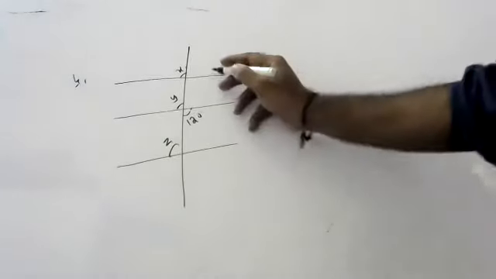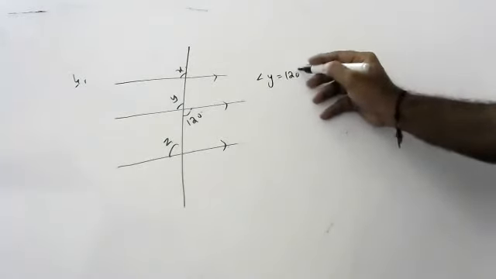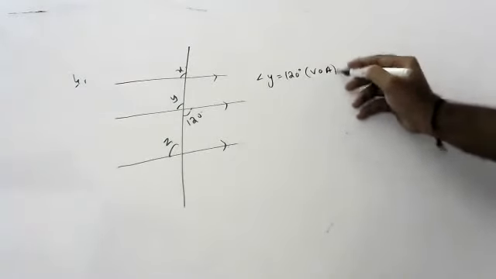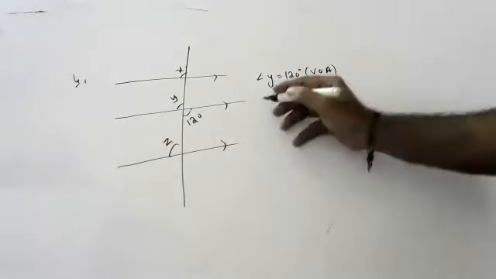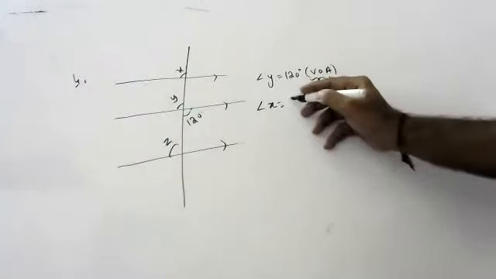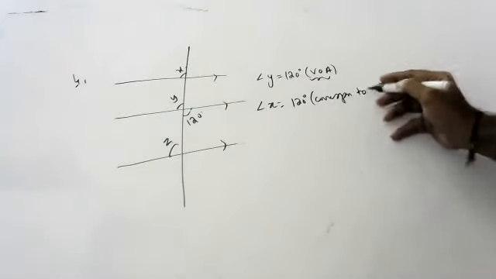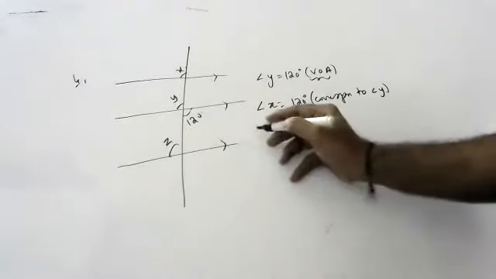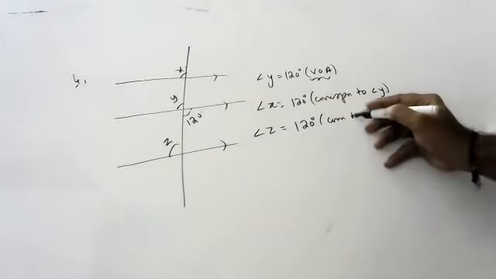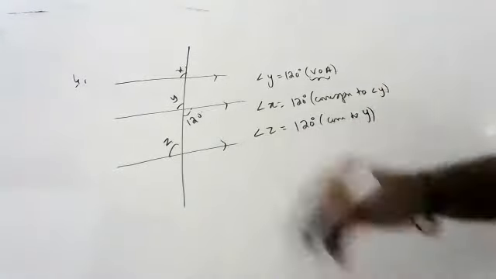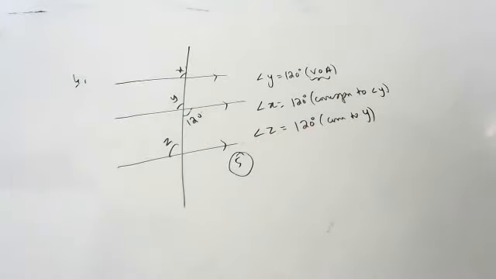The angle y is equal to 120 degrees because vertically opposite angles. Don't write short forms in exam, children. Next, Amma. Sir, angle Y is equal to angle X, corresponding angles. Angle X is also 120 degrees because corresponding to angle Y. Sir, angle Y is equal to angle Z, corresponding angles. So all our corresponding angles will be equal to 120 degrees. Very good.